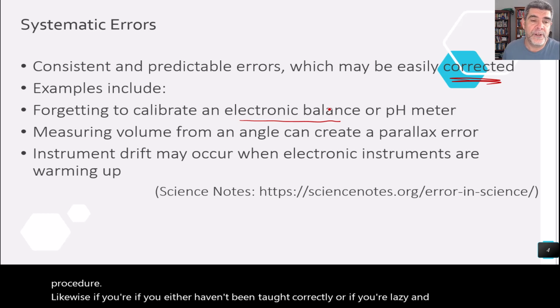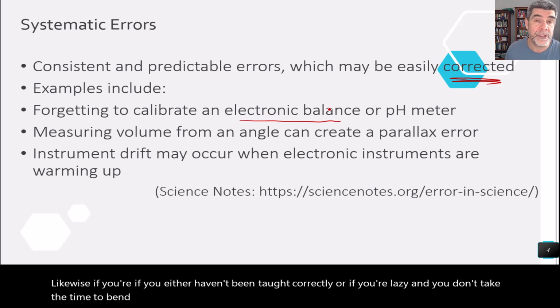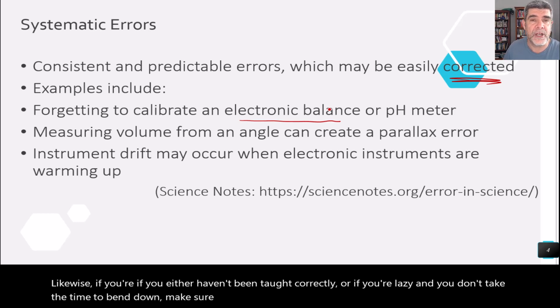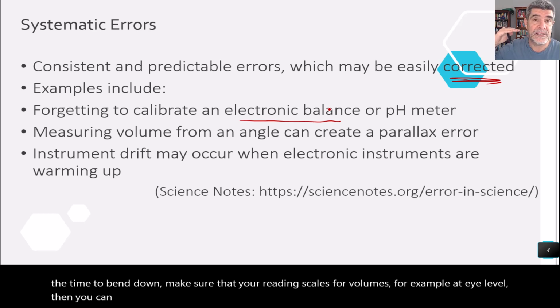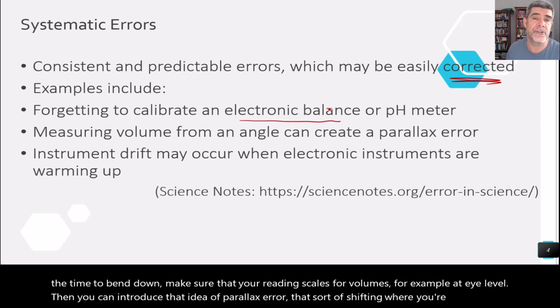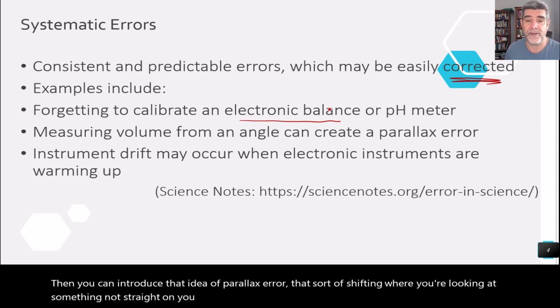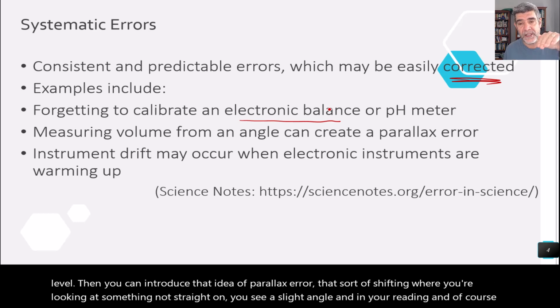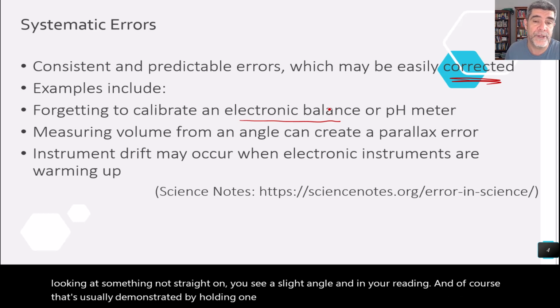Likewise, if you either haven't been taught correctly or if you're lazy and you don't take the time to bend down and make sure that you're reading scales for volumes, for example, at eye level, then you can introduce the idea of parallax error, that shifting where you're looking at something not straight on, so you see a slight angle in your reading.